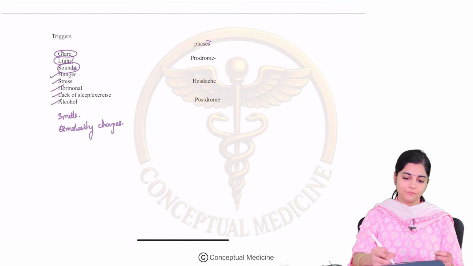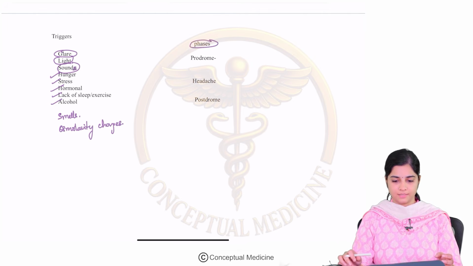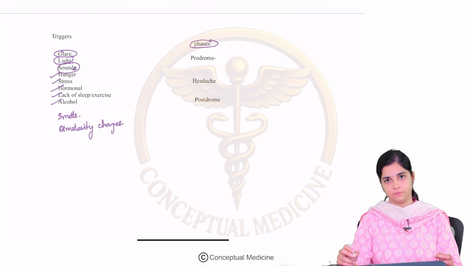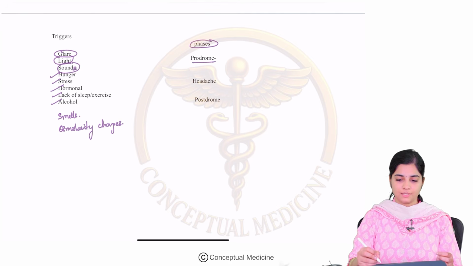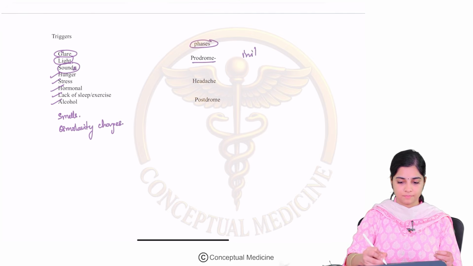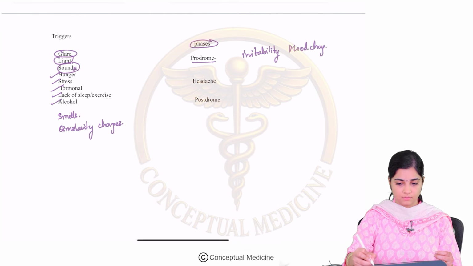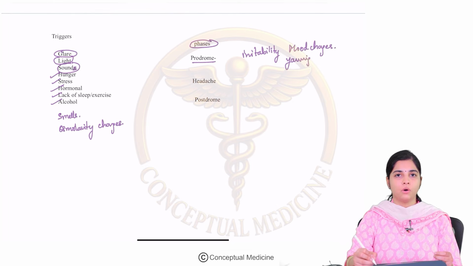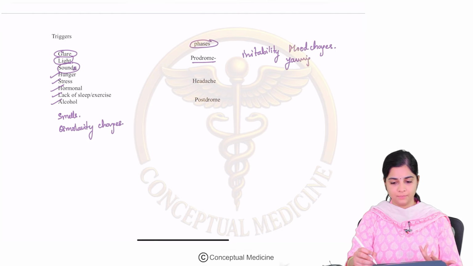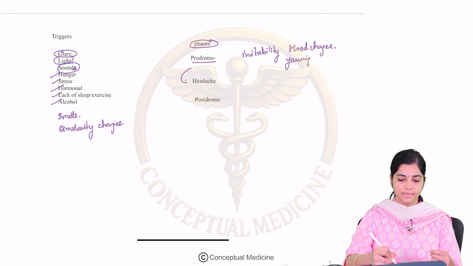Okay. So what are the phases with which a migraine attack presents? The phases include a prodrome phase, a headache phase, and a postdrome phase. The prodrome phase basically involves irritability. The patient will be irritable, will have mood changes, and can have excessive yawning. Then it goes into the headache phase.